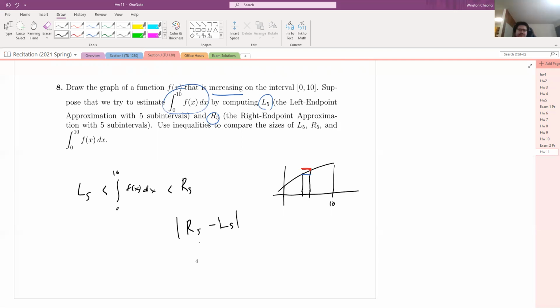Are you doing some other sets of problems that are using this? I'm not.